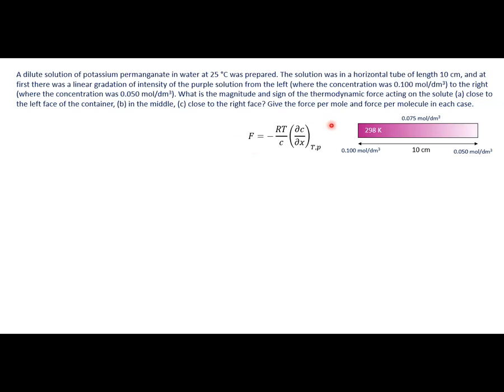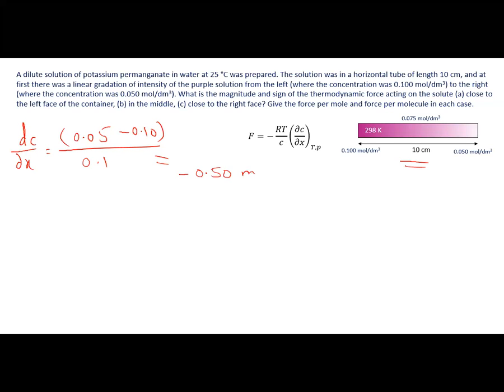So if we consider this force equation, we need to find the concentration gradient first. So let's do that now. It's dc over dx. The concentration gradient, as we think about the right and left, is 0.05 minus 0.10. That's the concentration change divided by the 10 centimeters. I'm converting that to meters, which is 0.1 meters. If you calculate this, the concentration gradient is going to be negative 0.50 mole per dm cube per meter.